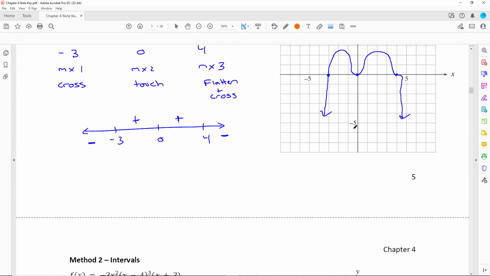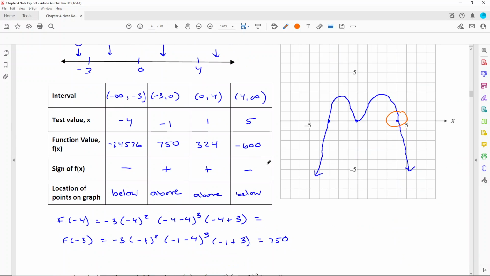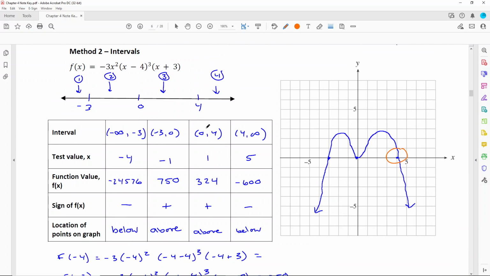So if you use multiplicities, I want to see some kind of work. I want to see something like this flattening out. Maybe you write out your x-intercepts and tell me the multiplicities or what their behavior is going to be. If you're doing this method, you don't have to do this chart, but I would love it if you did something like this. And then when you plug them in, I love to see that the graph is below, the graph is above, the graph is above, the graph is below. Something along those lines, showing where the graph would be. But you don't have to show me actually plugging everything in either.